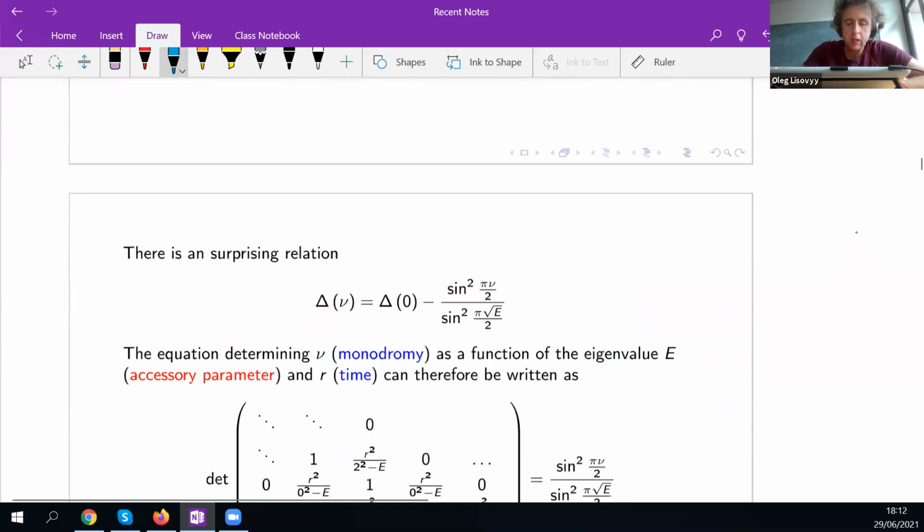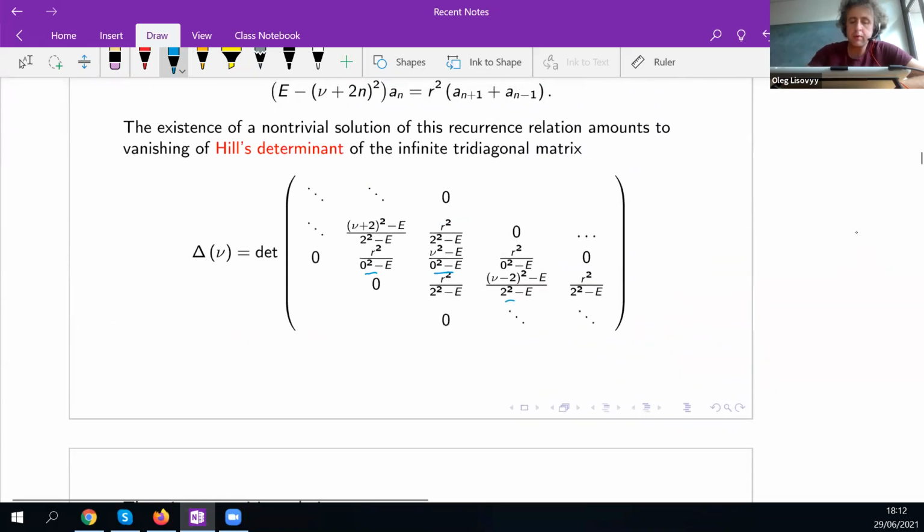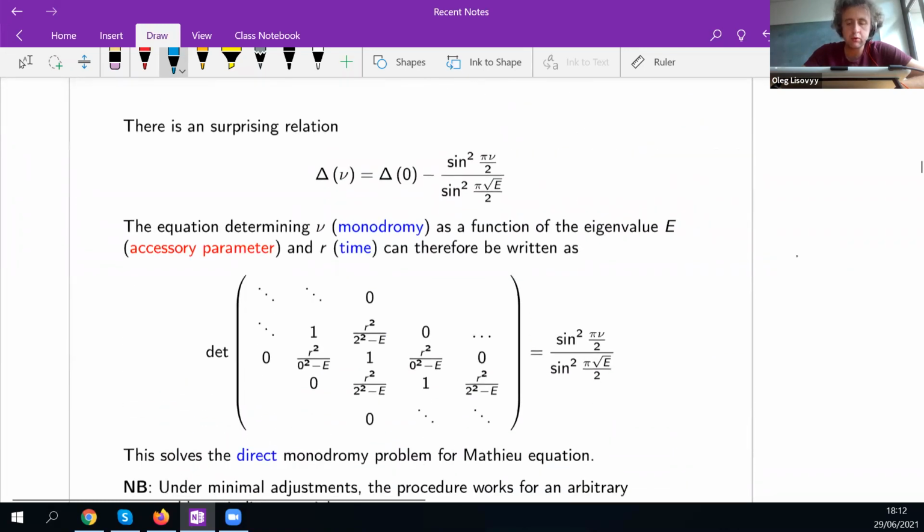Okay. And so now if you write the equation delta of nu equal to 0, this is an equation relating monodromy and the accessory parameter, the energy. So in principle, it can be used in order to solve the direct and inverse monodromy problem for Mathieu.